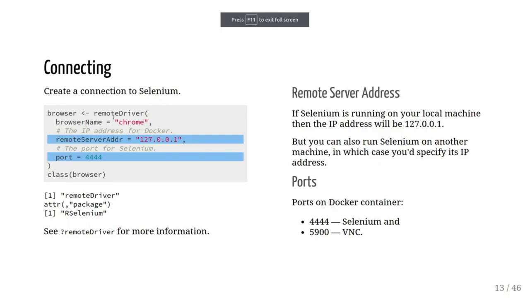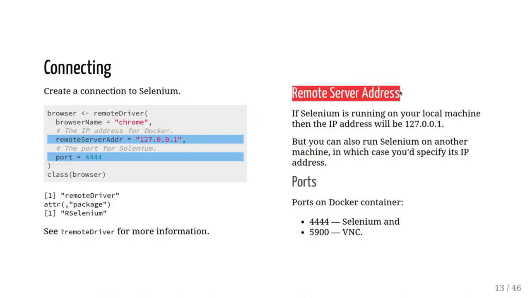Okay, so we've already seen how we connect to Selenium, right? We run the remote driver function. We specify the browser name, the server address, and the port. And in this case, localhost and port 4444. The thing that we get back is a remote driver object. So this remote driver object is the way that we communicate with the browser. So whenever we send commands to the browser, we get to do it using this remote driver object.